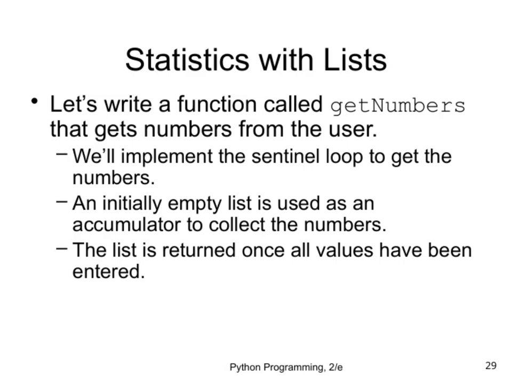All right, let's walk through how to create a function called getNumbers that gathers numbers from the user. We'll use what's called a sentinel loop to handle this process, which means we'll keep asking for input until a specific condition signals us to stop. To keep track of all the numbers entered, we'll use an empty list at the start. That way, we can keep adding each new number to this list as we go. Once the user indicates they're done entering values, the function will return the complete list. This approach highlights how lists can be very effective for collecting and managing multiple data points, which ties into our overall theme of working with data in Python.